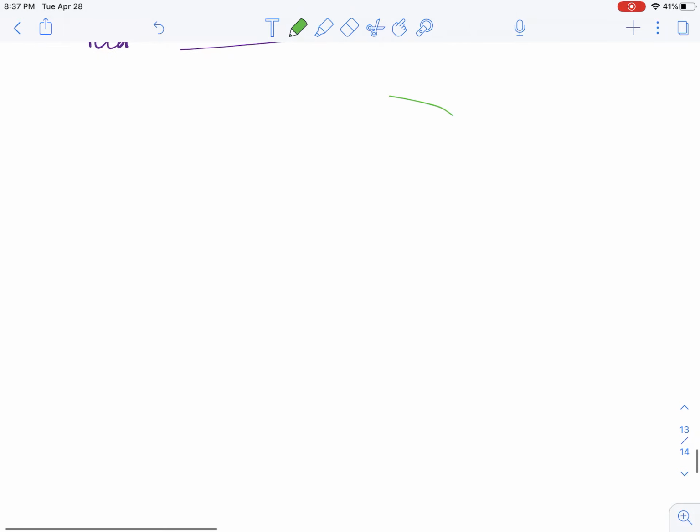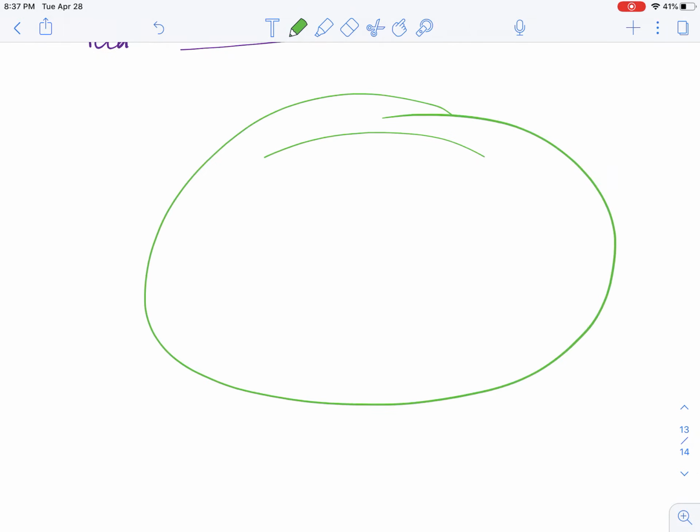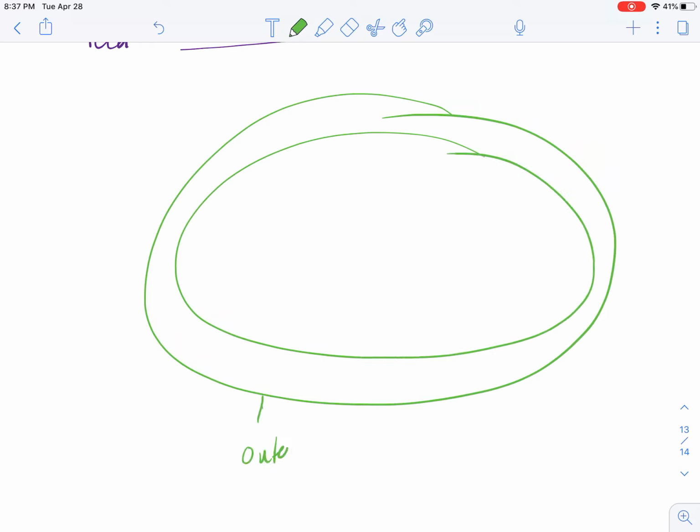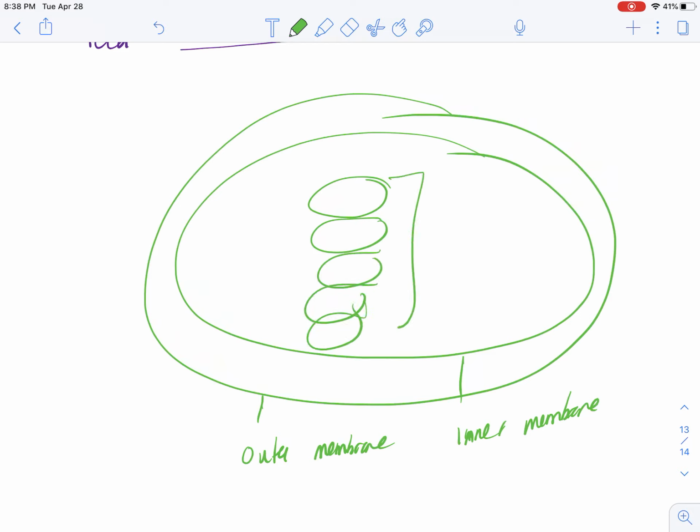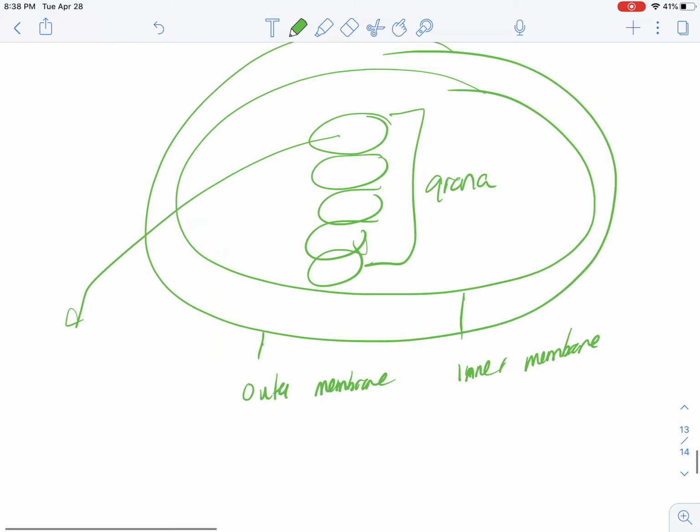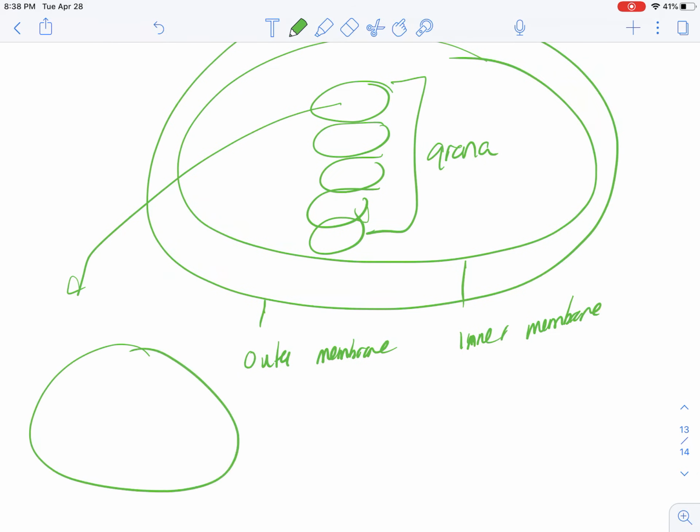Now when we look at the structure of the chloroplast, so this is a chloroplast, okay? It kind of looks like the mitochondria we did, where we have an outer membrane to the chloroplast, and then we have an inner membrane to the chloroplast, okay? So there's two membranes to the chloroplast, and then we have these stacks, okay? These stacks are called the grana, and they are made up of individual thylakoid discs. So this is a thylakoid disc.